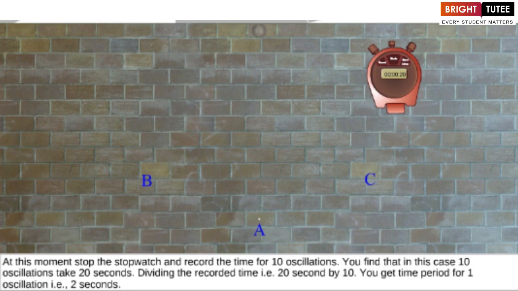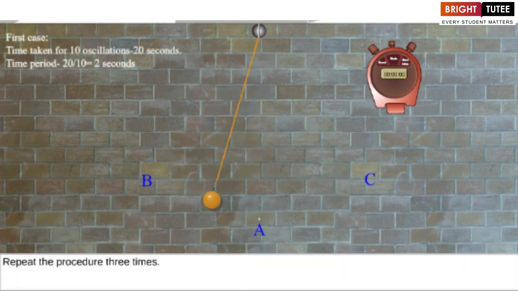You find that in this case 10 oscillations take 20 seconds. Dividing the recorded time, that is 20 seconds, by 10, you get the time period for 1 oscillation, that is 2 seconds. Repeat the procedure 3 times.